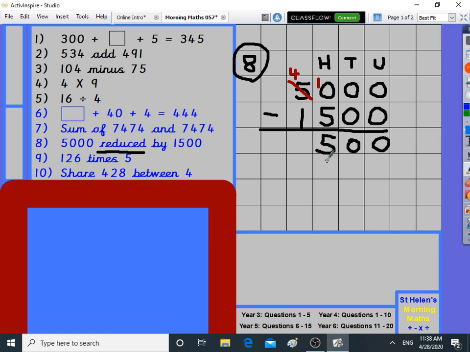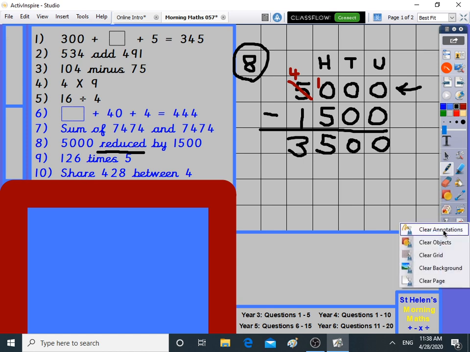I know earlier I said it's not 5. Turns out to be 5, but we've done this borrowing. And if you didn't do it this way, it would go wrong. So it's important that you do the borrowing, and you do 10 take away 5 is 5. 4 take away 1 is 3. Okay, minus makes things smaller, so 5,000 went down by 1,500 and we had 3,500 left. Pause if you need to copy. We're on to number 9.